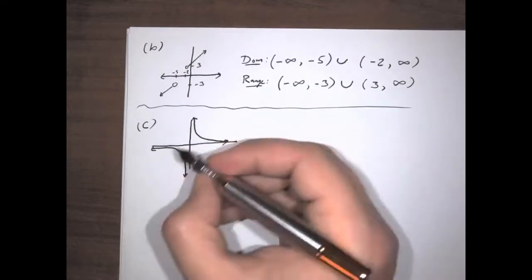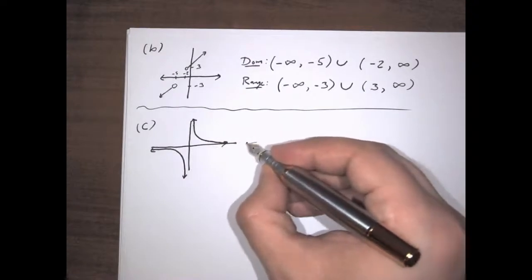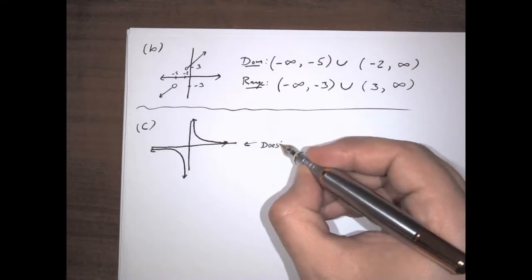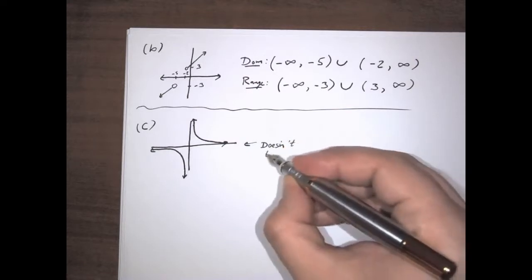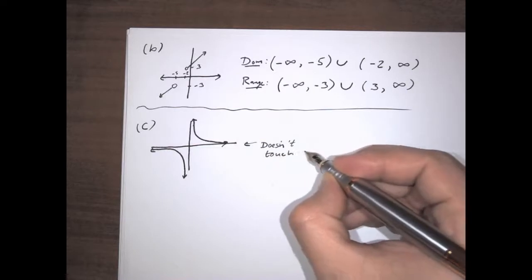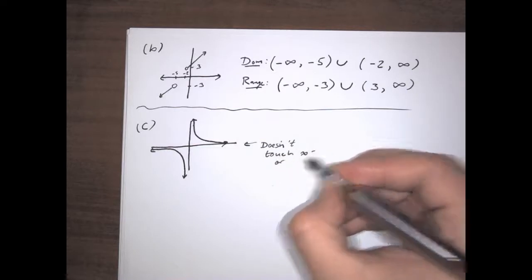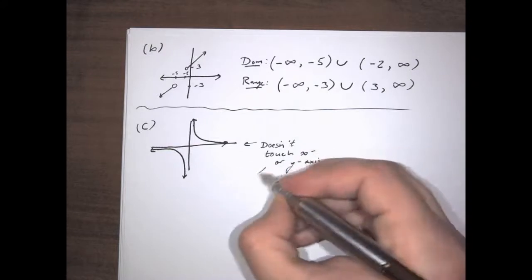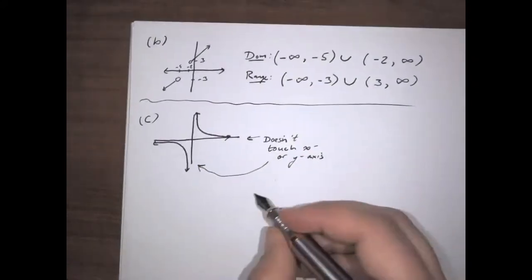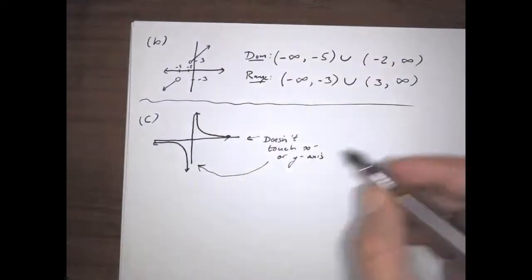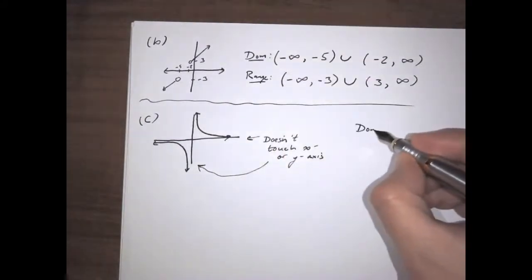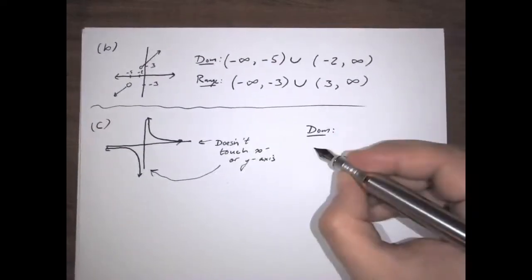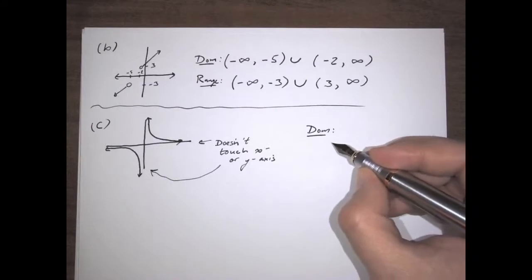Now, the way to interpret this is that it doesn't touch the x or y axis. Other than that, though, everything else is in play. So what that means is that the domain is everything except for x equals 0, and the range is everything except for y equals 0.